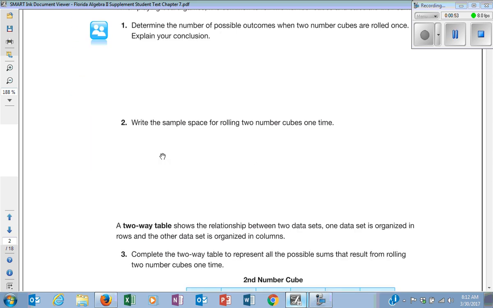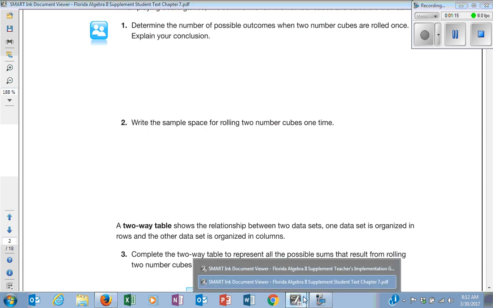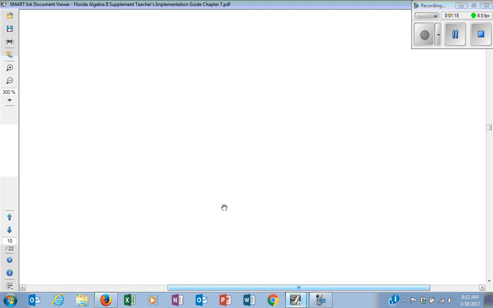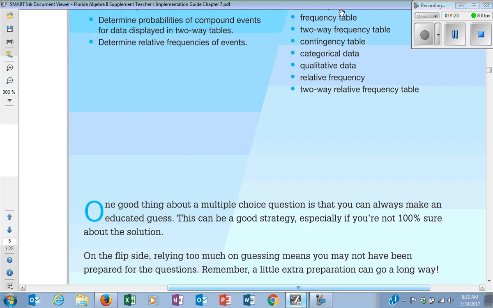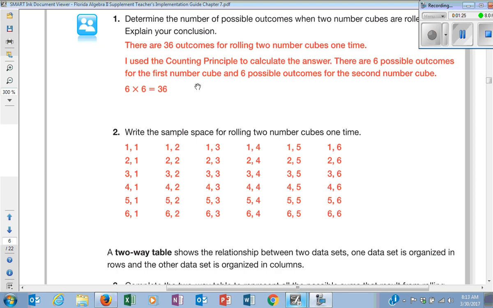And then if I wanted to write a sample space for rolling those, I would go, okay, what are the possibilities? You could roll a 1 and a 1, and then you could go all the way till you got 1 to 6, yes? Then you go 2 and 1, 2 and 2. And if you did that, it would look something like this. If I made the list, it would look something like this.